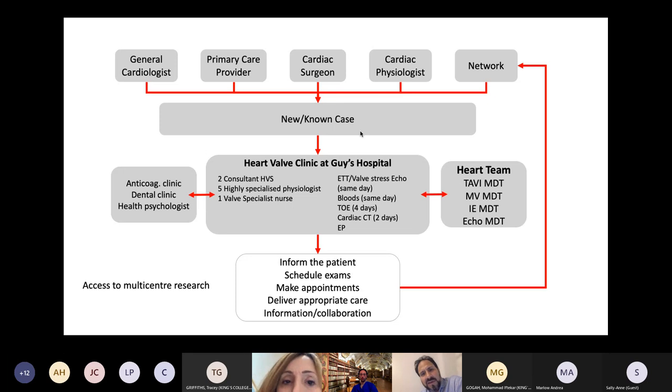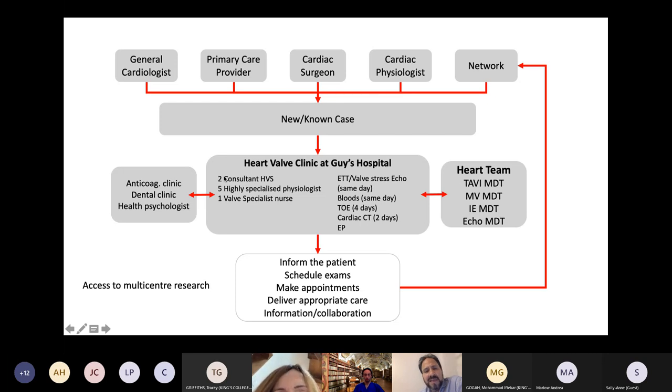Now, the heart valve clinic at Guy's Hospital is formed of three essential components. We have consultant heart valve disease specialists, so in my instance, myself and also Dr. Hancock and Dr. Grapsa. We have five highly specialized dedicated valve physiologists, who are specialists in terms of training and doing clinical skills, listening to patients and taking detailed valve histories. And we have one specialist valve nurse who deals with the follow-up of patients following valve surgery, whether that's mitral valve repair surgery or prosthetic valves.